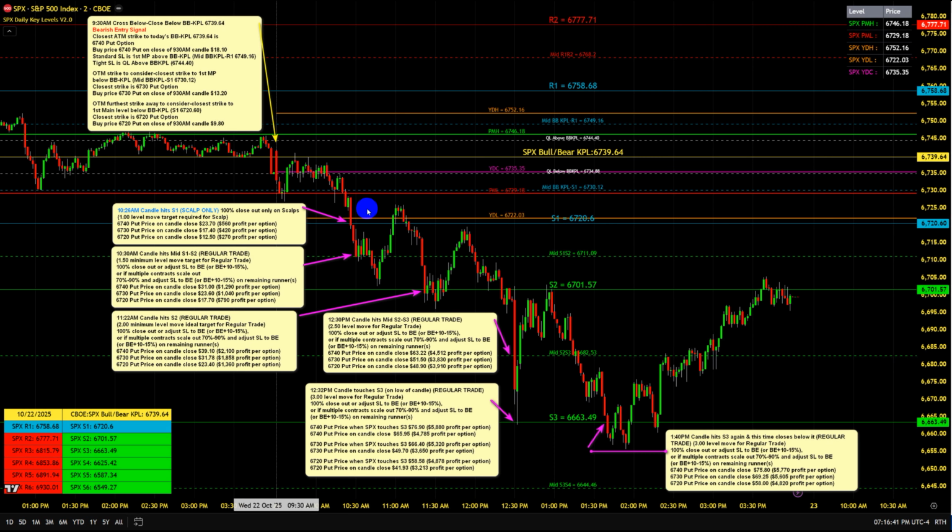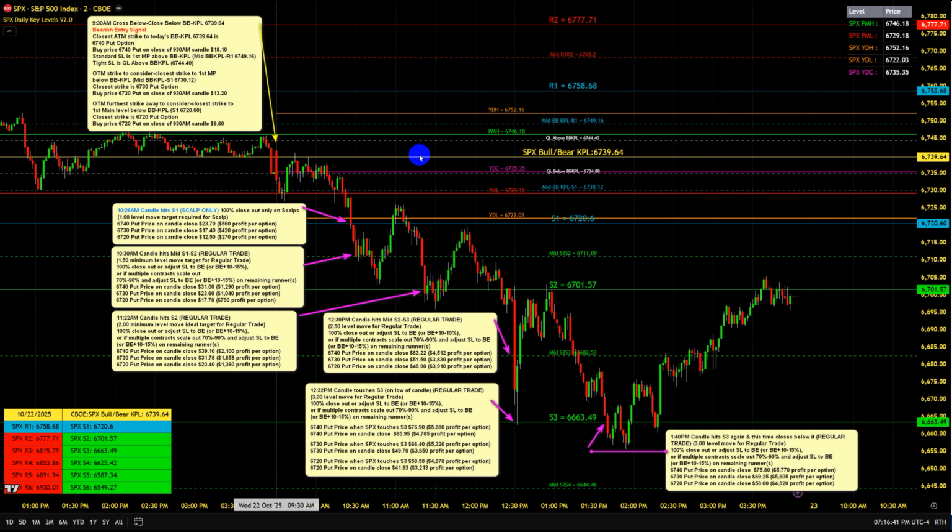Okay, so first off, at 10:26 a.m., this 10:26 a.m. candle hits S1, and that is your scalping exit. So utilizing this indicator for this particular strategy, your exit for scalps is a one level move in your favor.